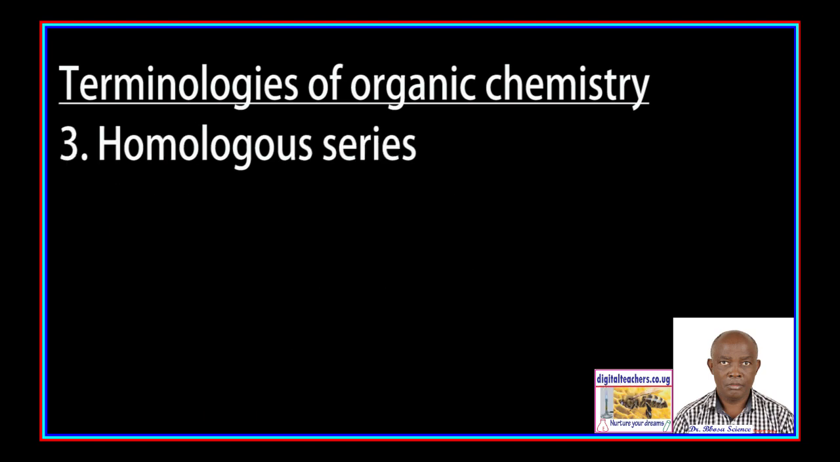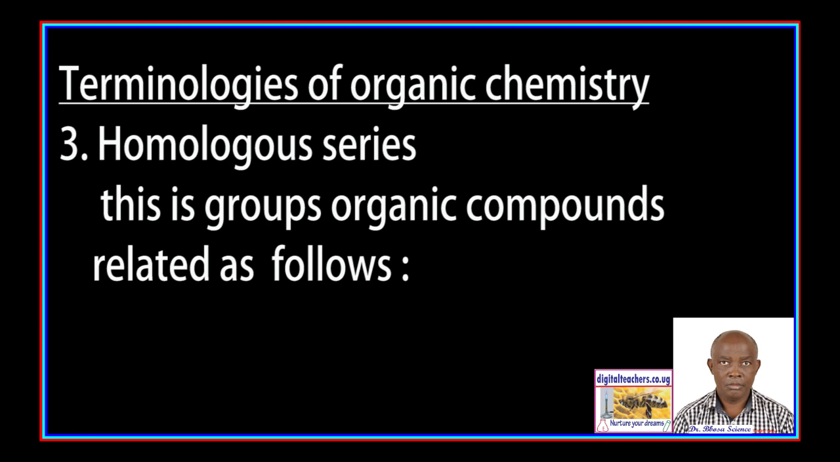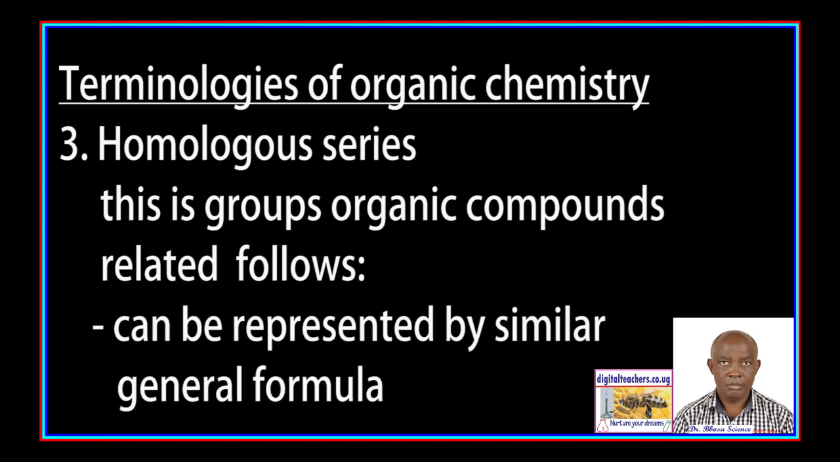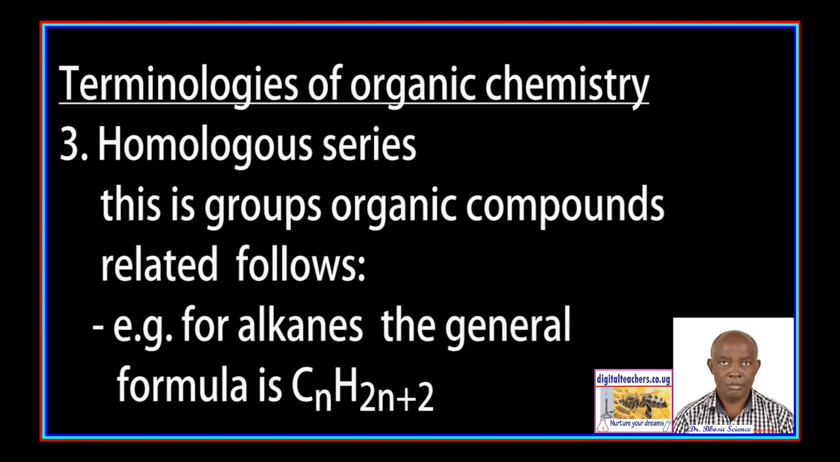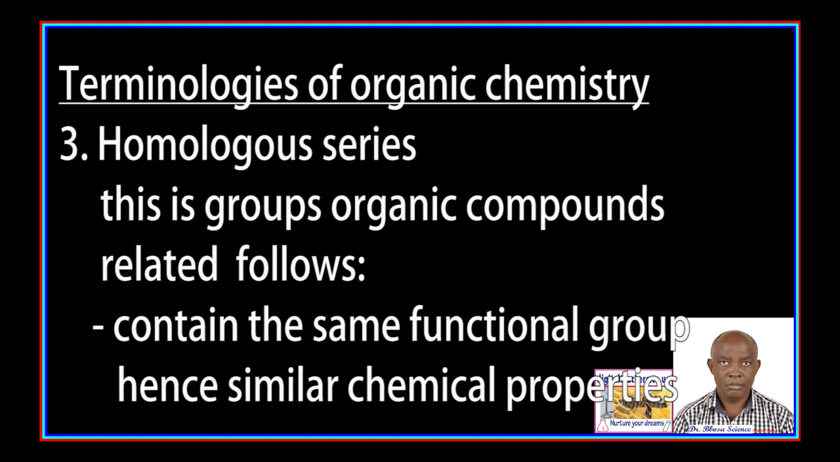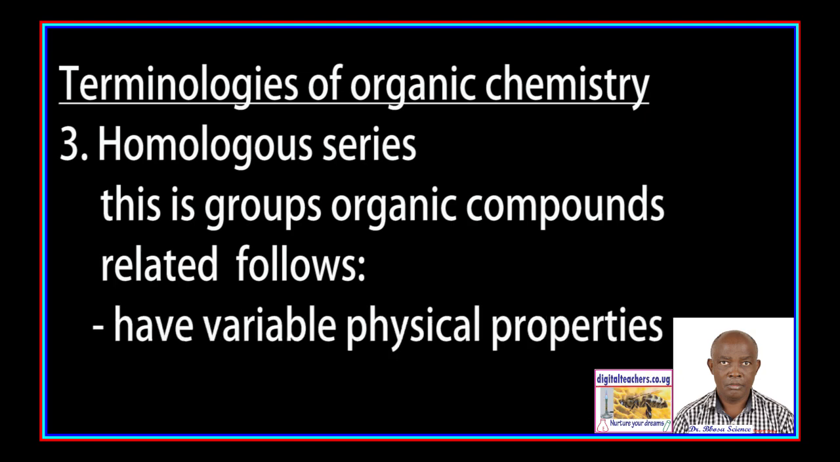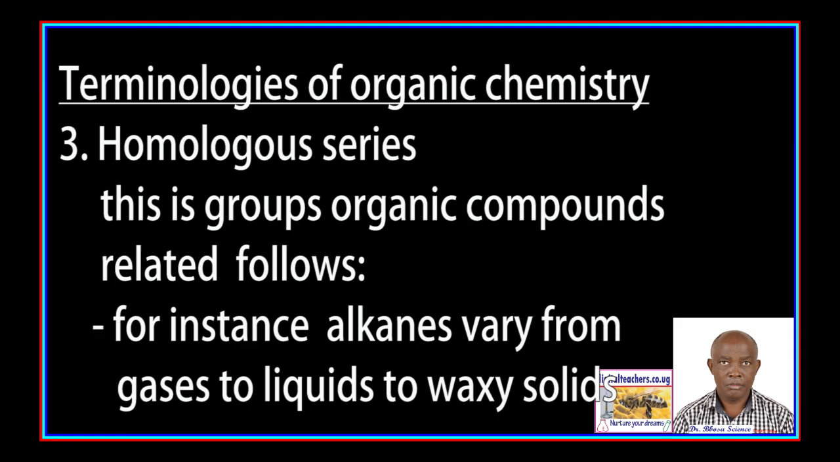3. Homologous series. This is a group of organic compounds related as follows. They can be represented by a similar general formula. For instance, for alkanes, the general formula is CnH2n+2. They contain the same functional group. Because of the similar functional group, they show similar chemical properties. They also show variable physical properties. For instance, alkanes vary from gases to liquids to wax solids.